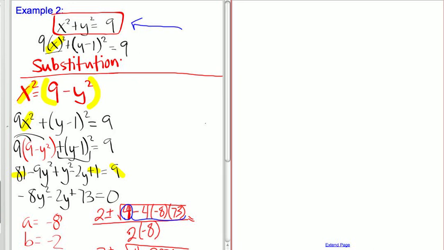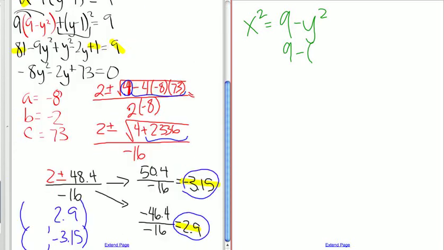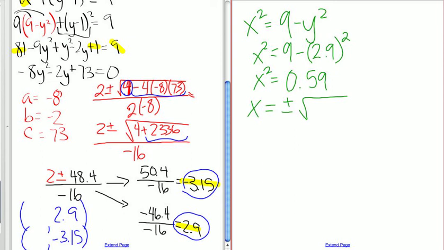So in order to find the x value, x squared equals 9 minus y squared. I'm simply quickly rearranging it because I'm looking for x. So now it'll be a little bit quicker. I'm going to plug in my y value, 2.9, and find out what x squared equals. And it looks like for this one I'm going to get 0.59. But remember, that's just x squared. I do need to square root both sides, so x equals plus or minus the square root of 0.59. Don't forget that it could be the negative square root of 0.59, or the positive square root of 0.59.